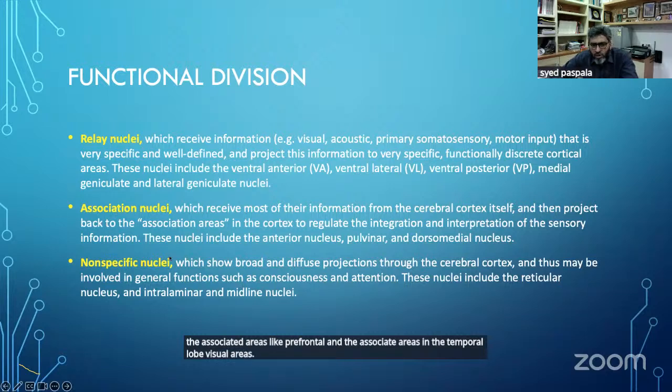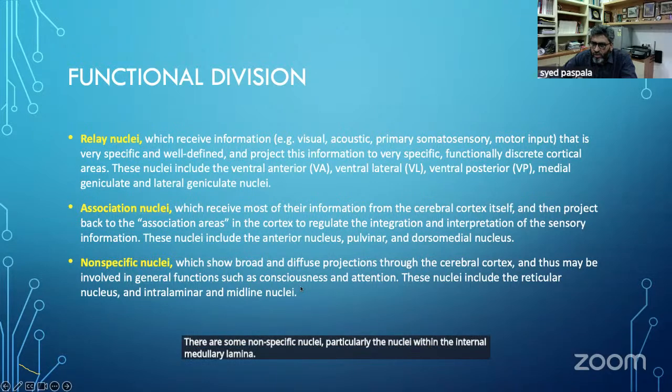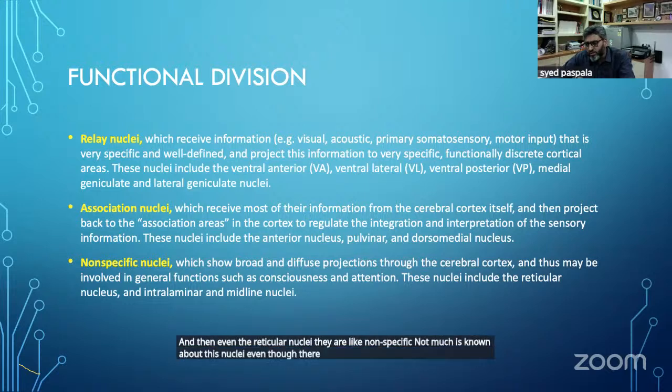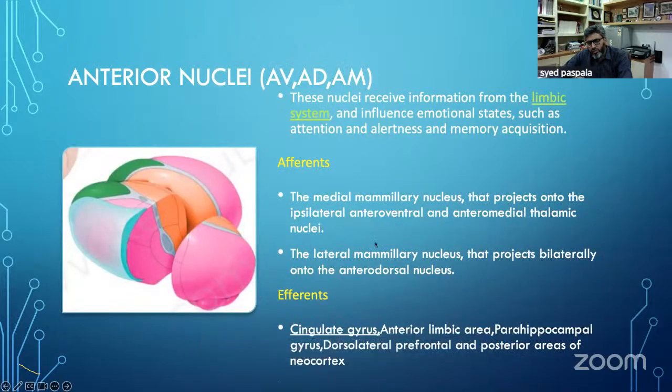There are some non-specific nuclei, particularly the nuclei within the internal medullary lamina, and then the paraventricular nuclei, and even the reticular nuclei. They are non-specific. Not much is known about these nuclei, even though there are some assumptions, which I will be talking about in my later slides. And let us go through each and every group.